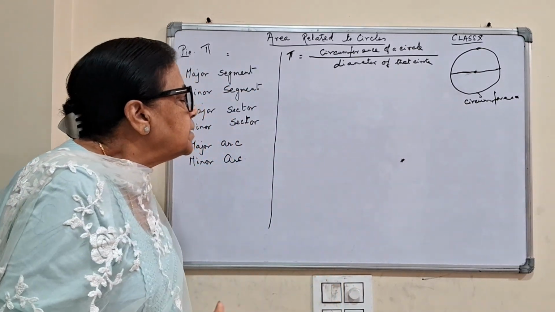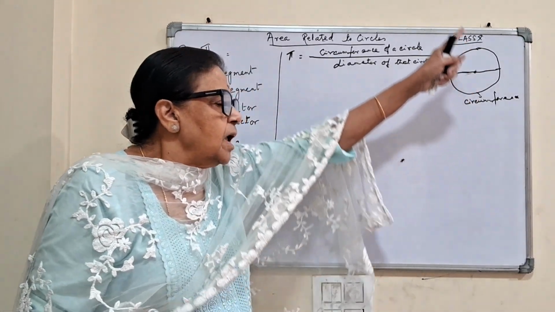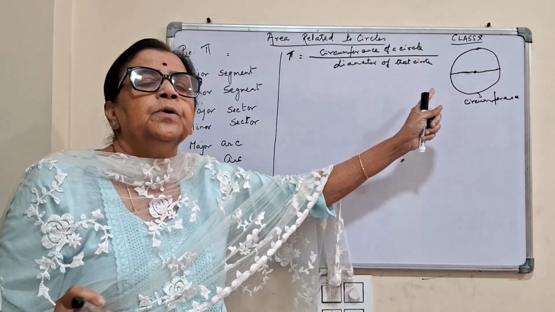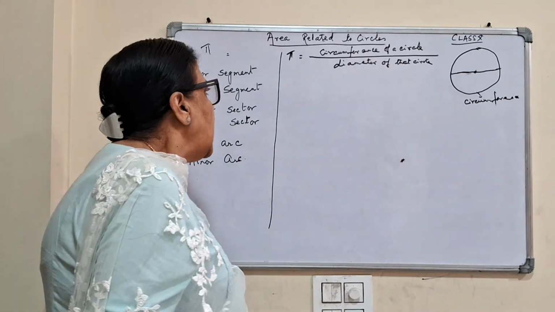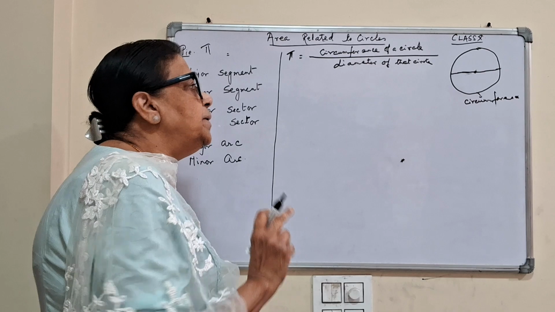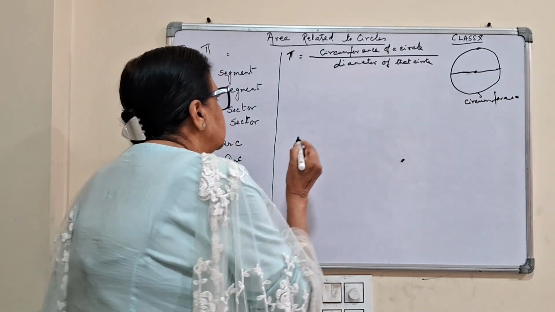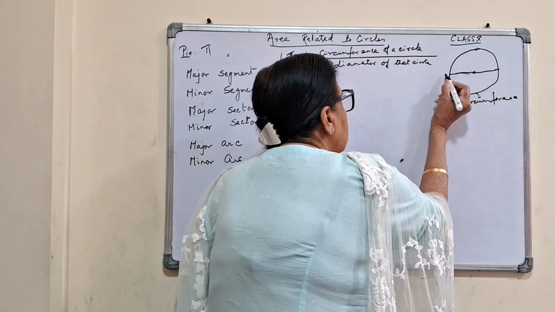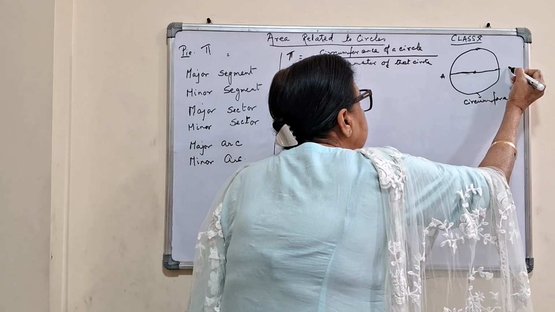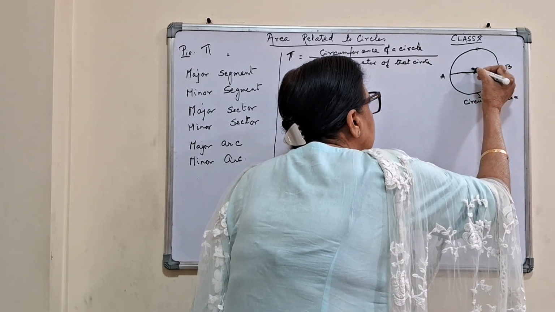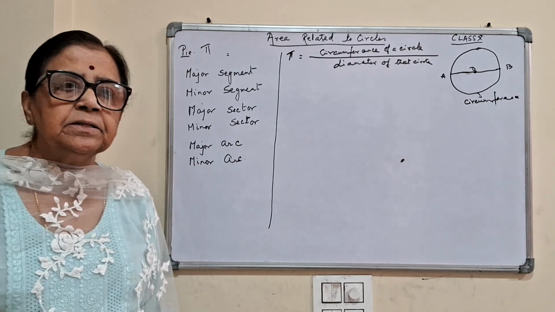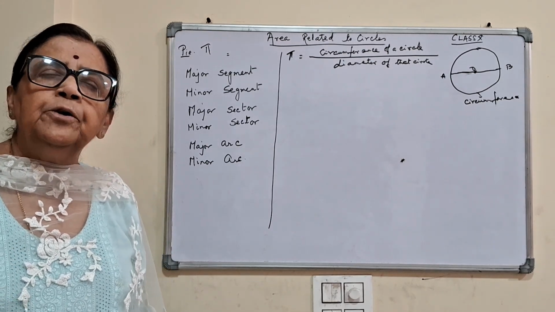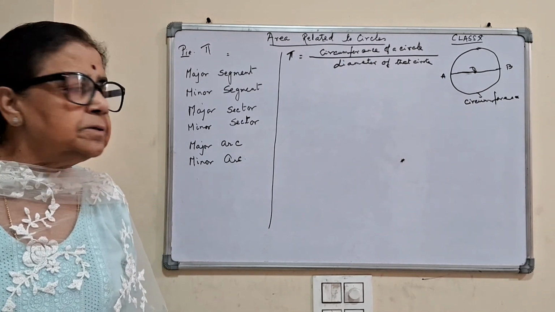That means this is the circumference. I measure the circumference with a tape or with a thread, whatever it is, and the diameter. AB is the diameter here, O is the center. The chord passing through the center is called the diameter. How many diameters can you draw? You can draw an infinite number of diameters.